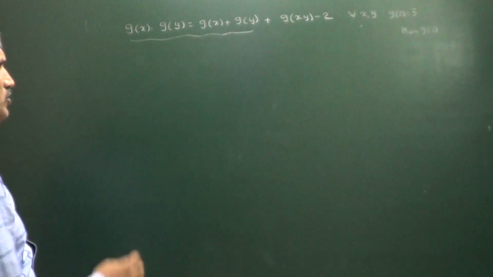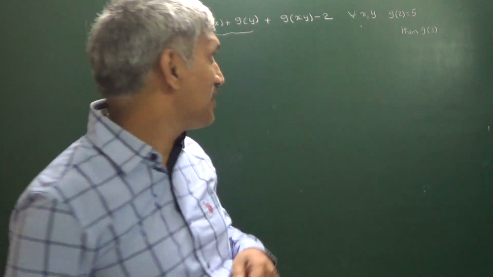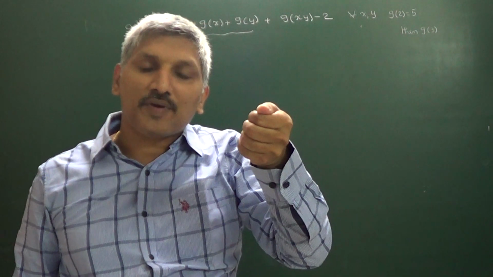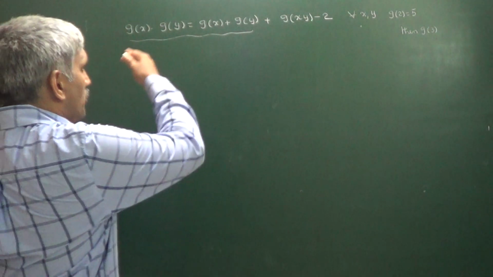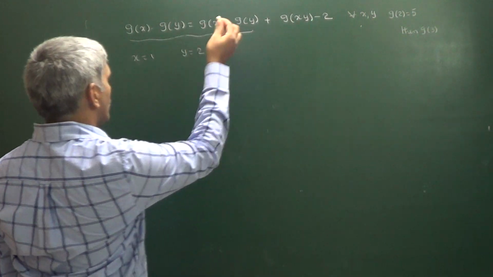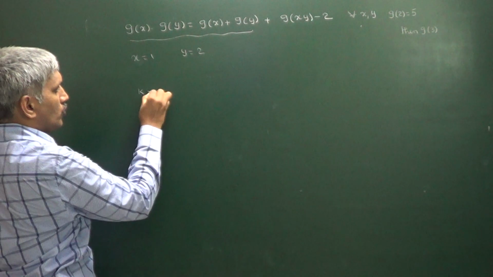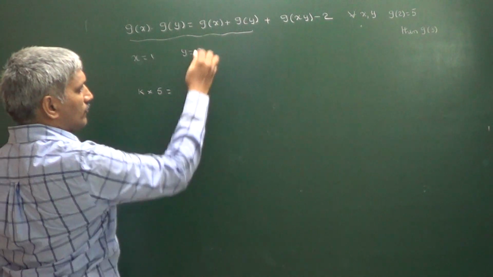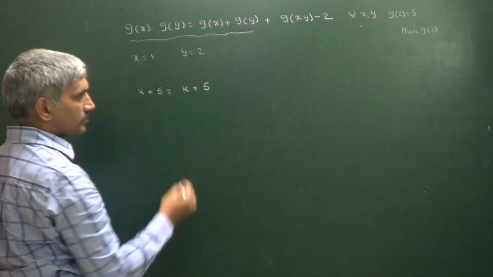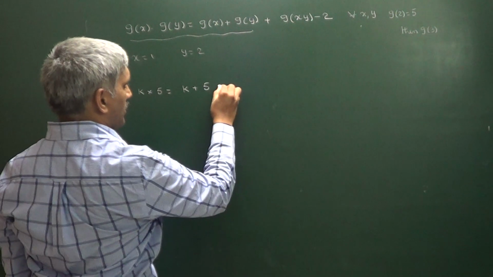Okay, put x = 1 and y = 2. Sir, why are you substituting y = 2? Because in the function given, the g(2) value is given as 5. So wherever g(2) appears, we can write 5. So put x = 1 and y = 2. The above equation changes as g(1), let us say k, times g(2), which is given as 5. Since x = 1 and y = 2 we are substituting, it becomes g(3).